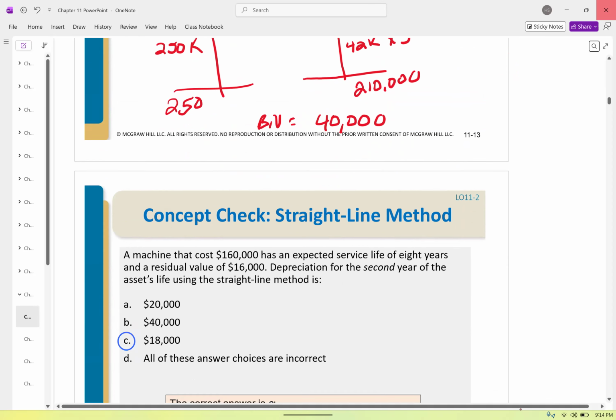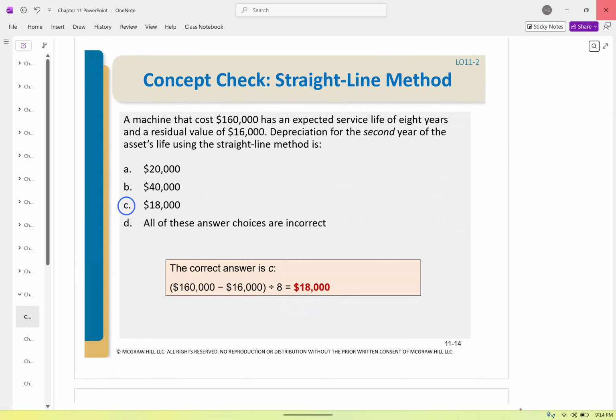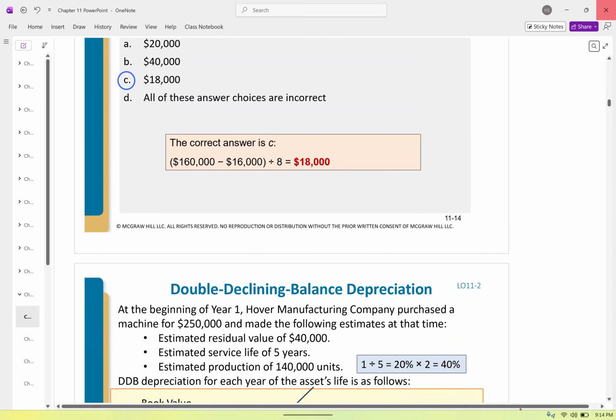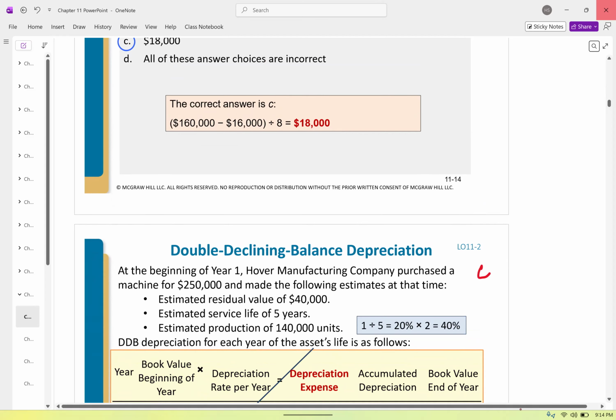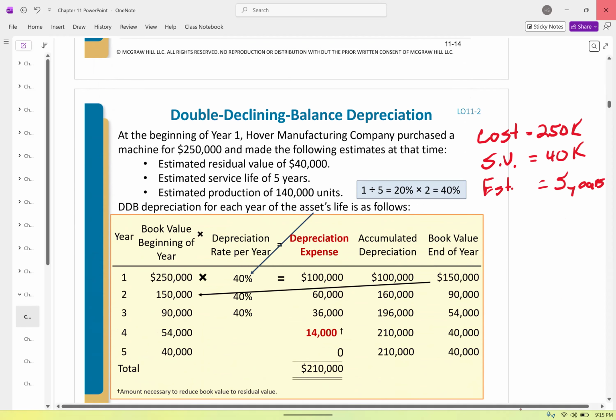Okay. So here they give you a little quick concept check to do the straight line, but I want to get on down here to double declining balance. So we're using the exact same things here. Cost is 250K. Salvage value or residual value is still 40K, and estimated life is still 5 years.